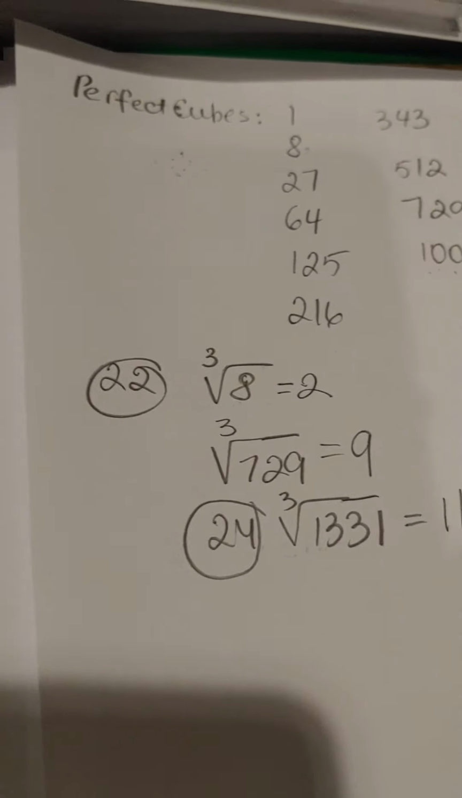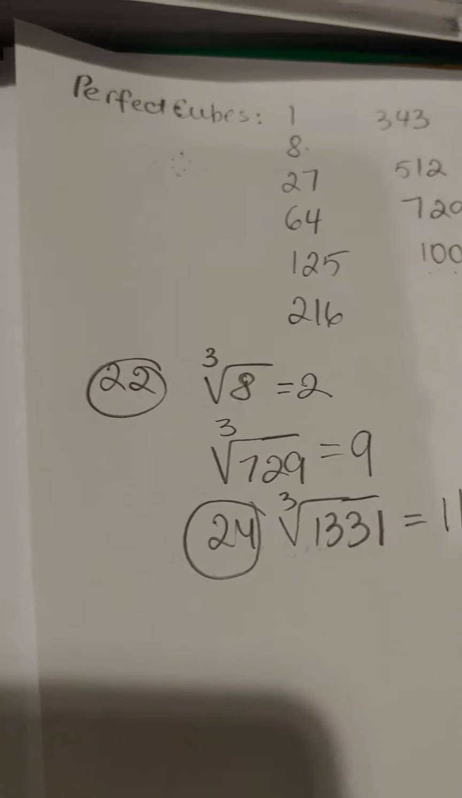Number 26, cube root of negative 343. This number is right from the table: 1, 2, 3, 4, 5, 6, 7. 7 to the third power is 343, but negative 7 to the third power is negative 343. So my answer is negative 7. Okay, 27. Cube root of negative 27. It's from the table again. 3 cubed is 27, so negative 3 cubed is negative 27.